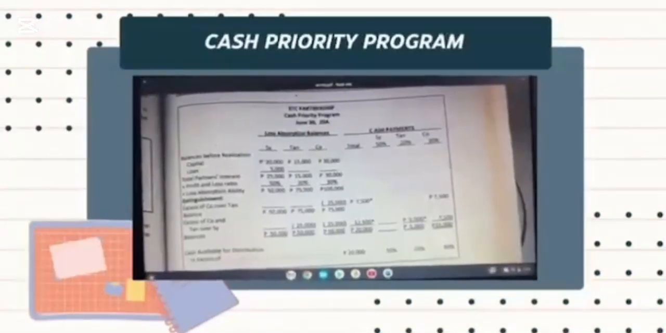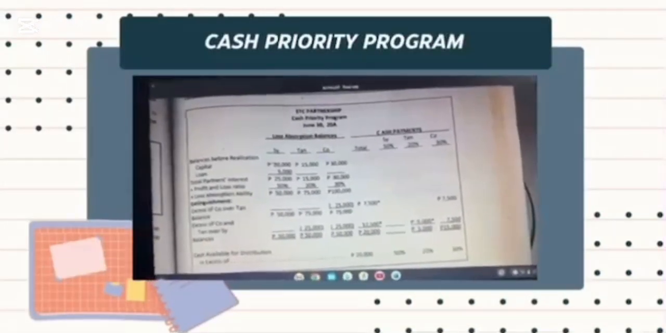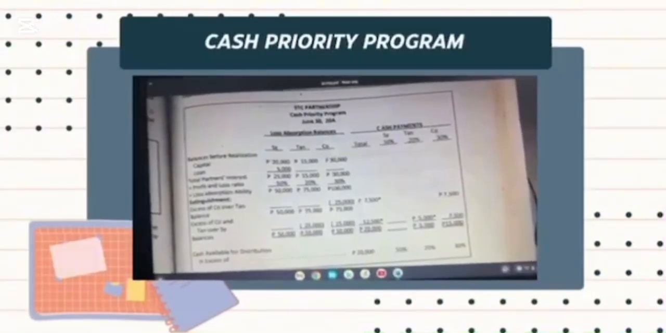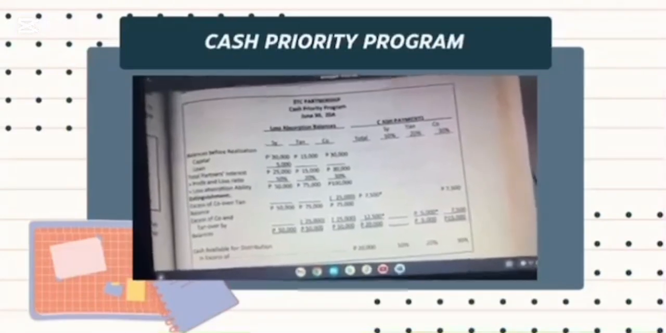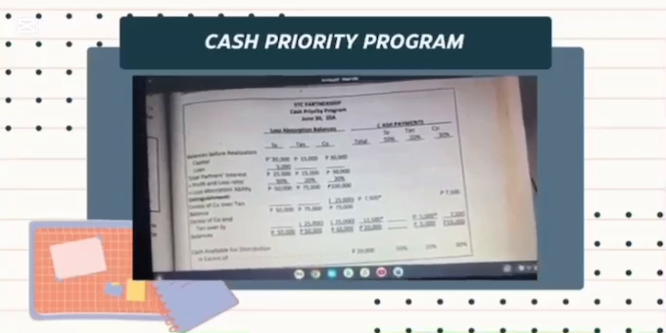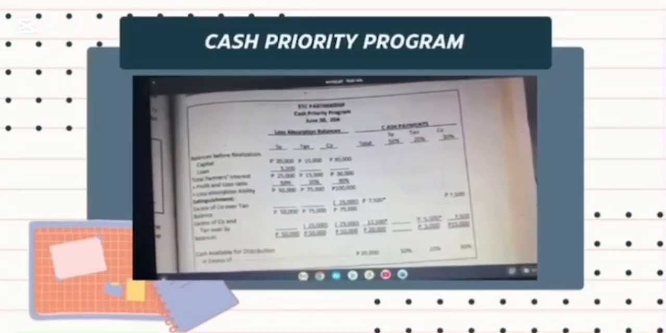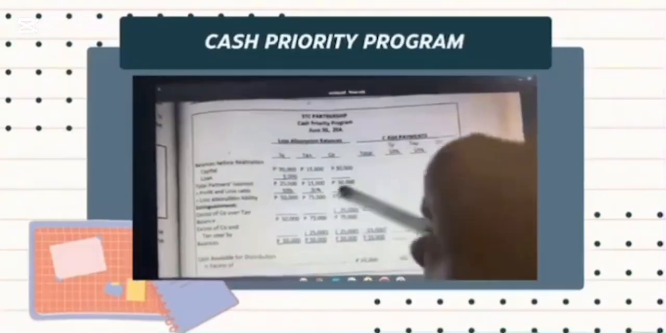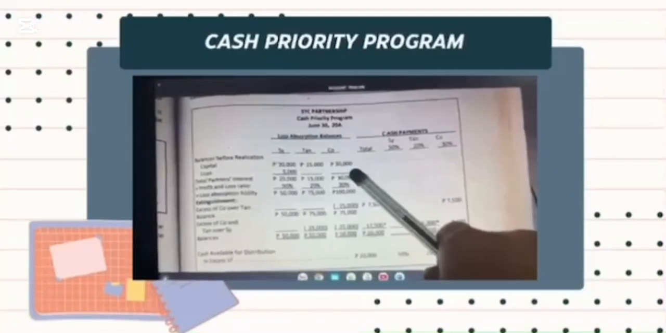Cash priority program of STC partnership. As you can see, there is the loss absorption balances and the cash payments of Sai, Tan, and Co. So balances before realization. Sai has a capital of 20,000 pesos. Tan has a capital of 15,000 pesos. Co has a capital of 30,000 pesos.